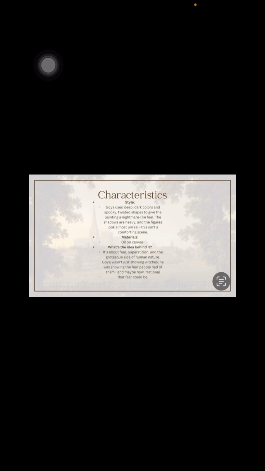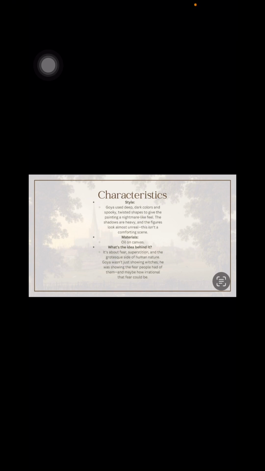What's the idea behind it? It's about fear, superstition, and the grotesque side of human nature. Goya wasn't just showing witches, he was showing the fear people had of them and maybe how irrational that fear could be. And the painting has a dark and eerie mood.